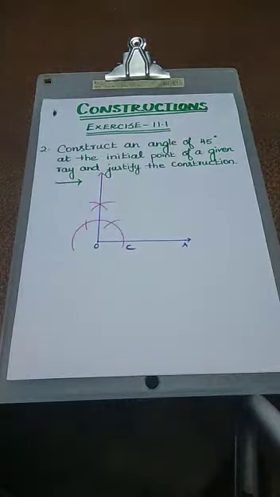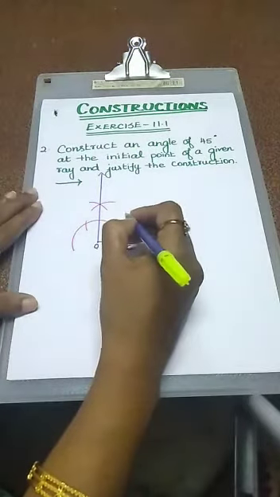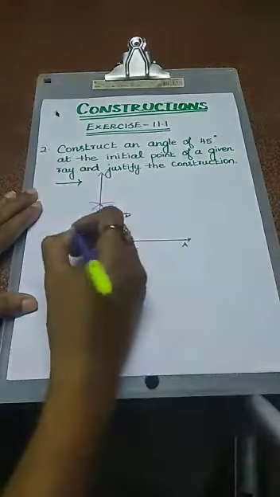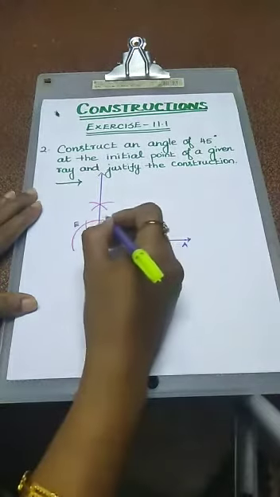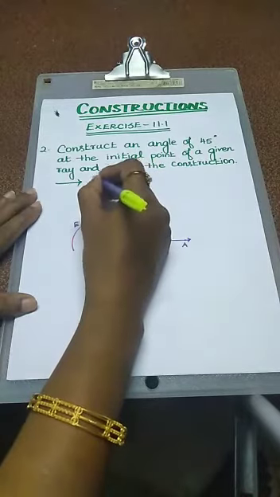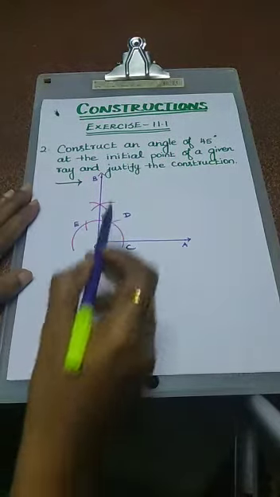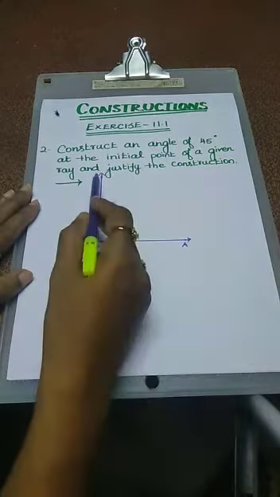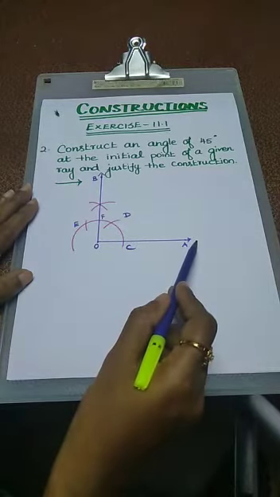Now we have to give some names. This is D. The next one is E. This one is F. The ray we name B. Okay. Now we get a 90 degree value. This angle BOA is 90 degree.